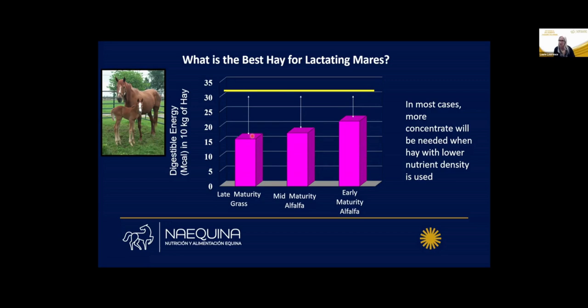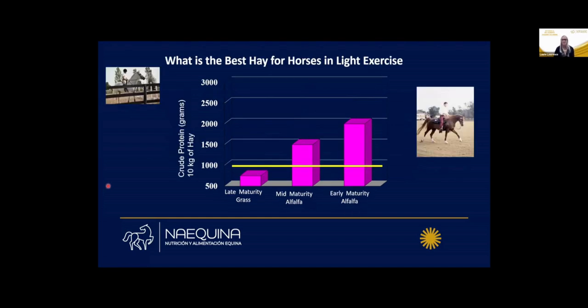So generally speaking, in order to meet this gap compared to this gap, you're going to have to feed a lot more concentrate, or it's going to have to be a much more energy dense concentrate. So if you can meet their energy needs more closely with the forage, it means that you can invest less in paying for the concentrate. And that may be, in many cases, economically desirable. So that's the lactating mare. That's one case study, one scenario.